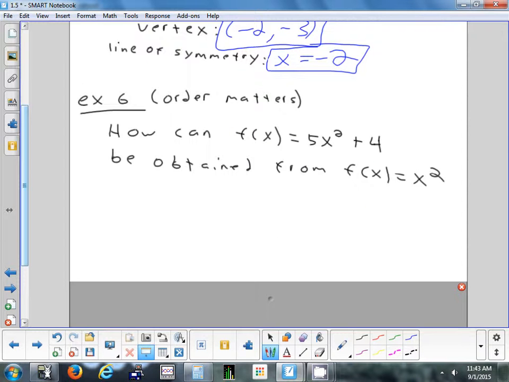Okay, this is another transformation one, and this time the order does matter. It's going to be 2 things you have to do. Anybody tell me what they think would be the first thing you would do to change f of x equals x squared into 5x squared plus 4? Which number do you think we're going to deal with first there, the 5 or the 4?